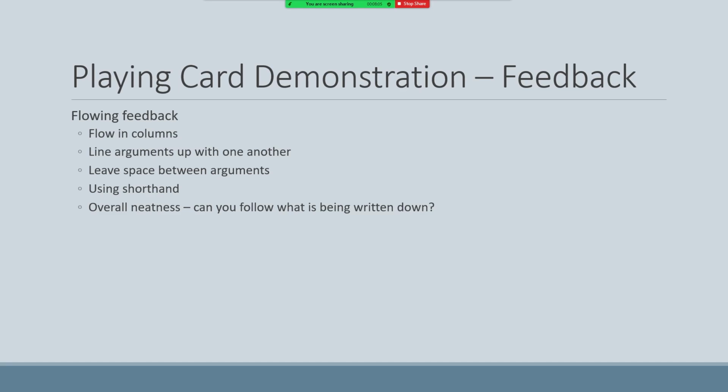Sometimes it works for people, and usually what I'll say about that is just, you can use whatever shorthand works for you, but it's a good idea to try to use shorthand that's a little bit quicker to write down. And then overall neatness. So just, can you follow? Can you understand what is written down on the piece of paper? Is their flow a total mess? Do you understand what the relationship between different arguments is? And that is all the basic flowing package that you can get at with this particular exercise.